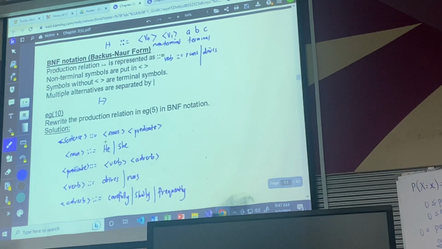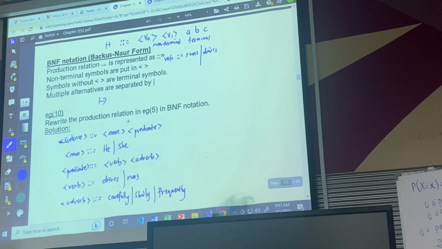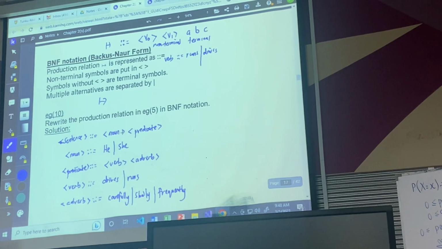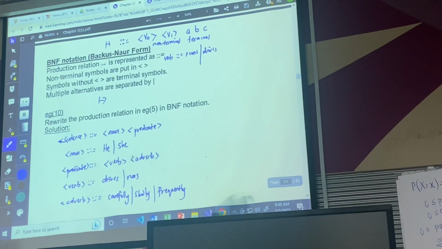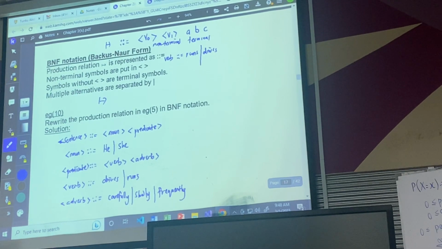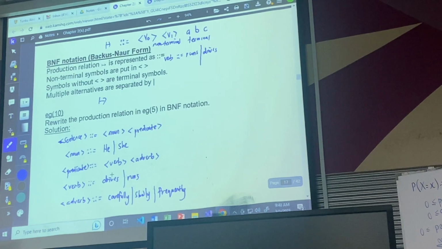For alternatives, it is still the same, where you put the line to separate them. But for this sentence, when you substitute with noun predicate, this is not an alternative, so you cannot put a line in between. You just put it continuous. Same also for predicate, if you want to substitute with verb, adverb, this is also not an alternative, so we cannot put a line here. Only when there is an alternative like this verb, you can substitute with drives or runs, and then only you put a straight line in between.